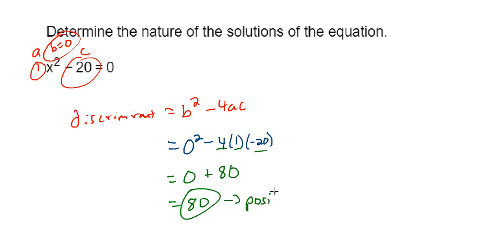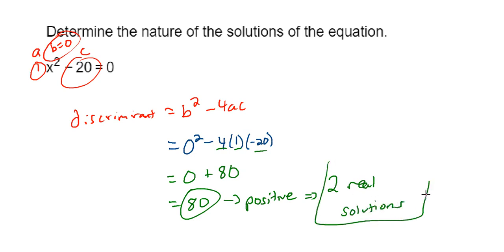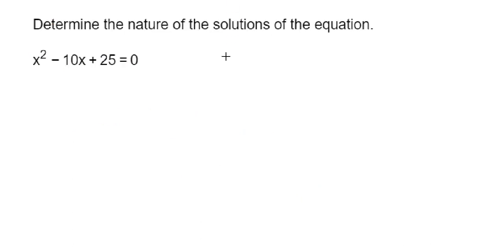That's not the solution to the equation. That's just the discriminant, which is positive, which tells me there will be 2 real solutions to this equation. And so that's what we know about the solutions to this equation without actually finding what the solutions are. All right, let's do one more, and then we're going to move on to the next kind of problem here.